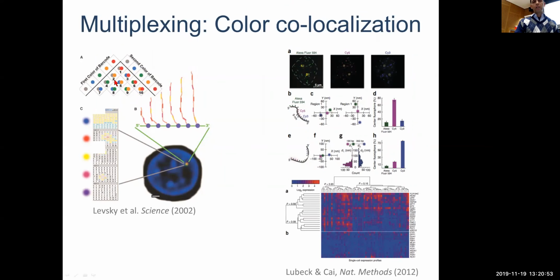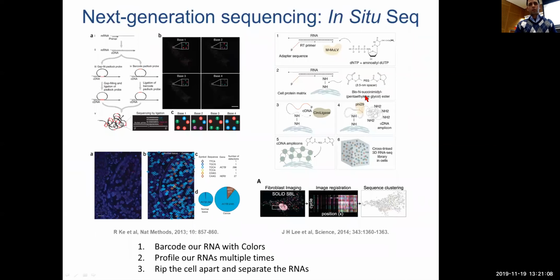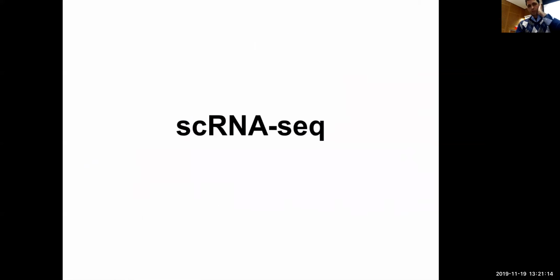So one way to do that is to basically use co-localization of multiple colors, and then the combination of all of these colors gives you additional space that you could use. And there's been a lot of development of these technologies that sort of allow you to carry out more probes, more cells, and so on and so forth.